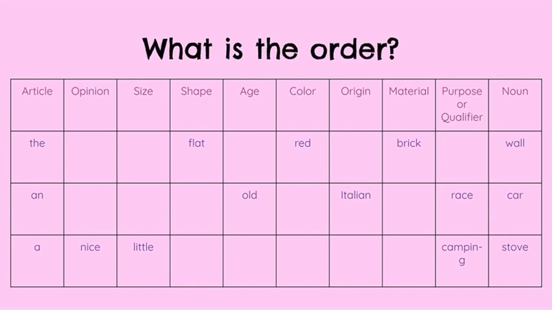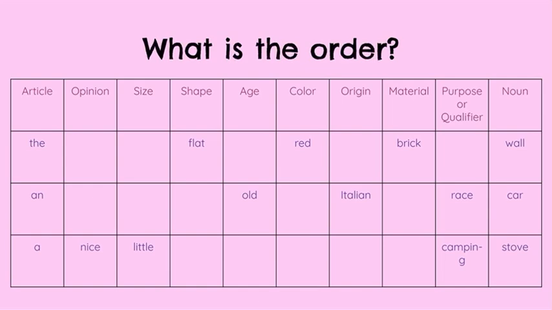The next one is the material. Brick is one example; it's a type of material. Like in the brick wall, brick is a material. For the purpose or qualifier, we have race and camping. It gives a meaning to the car. Without race, you would not really know if it was a racing car that you used to race with. And at the bottom, for camping stove, with just a nice little stove you're not sure, okay, could I use it anywhere? This is being more specific, telling you it's used mainly for camping. So that's the purpose or qualifier.